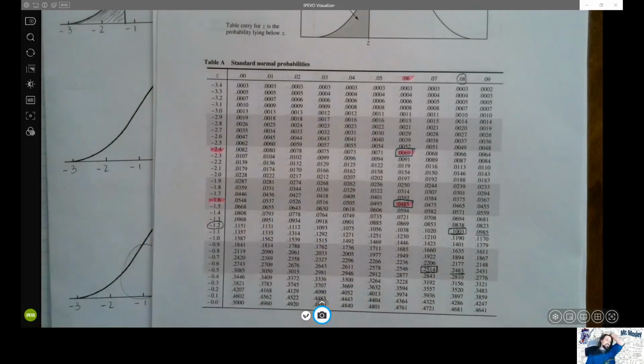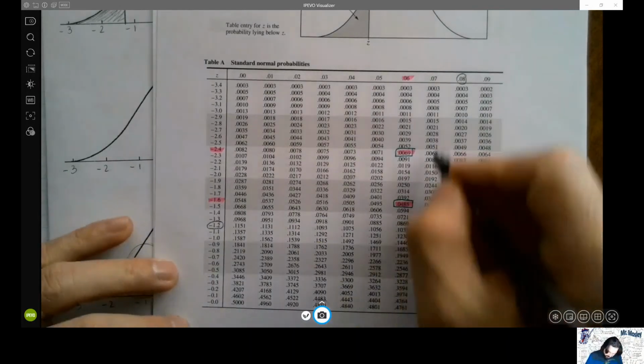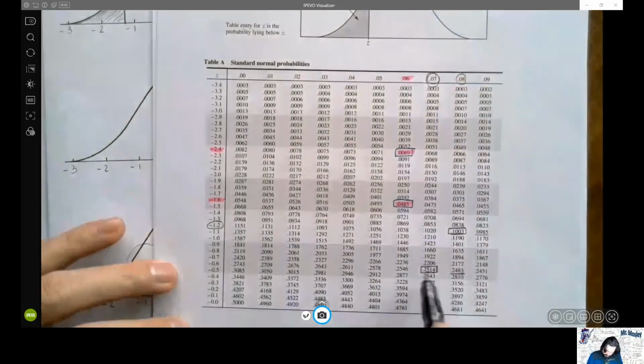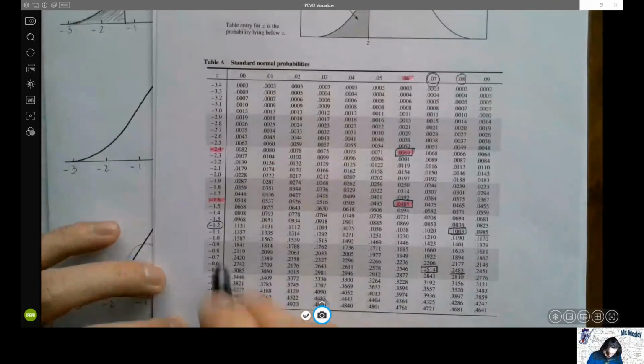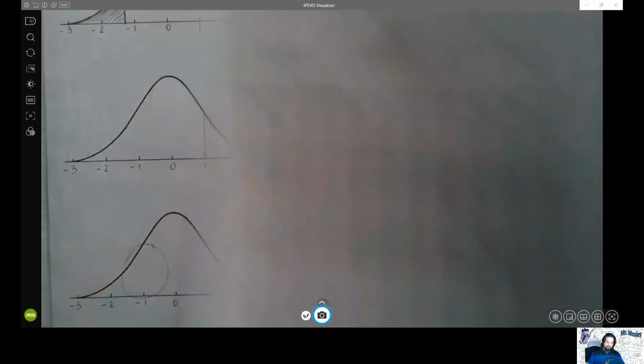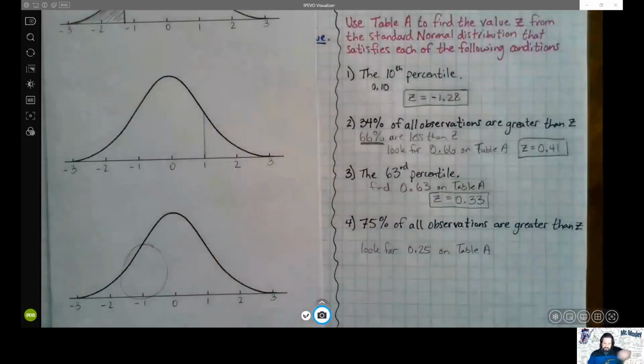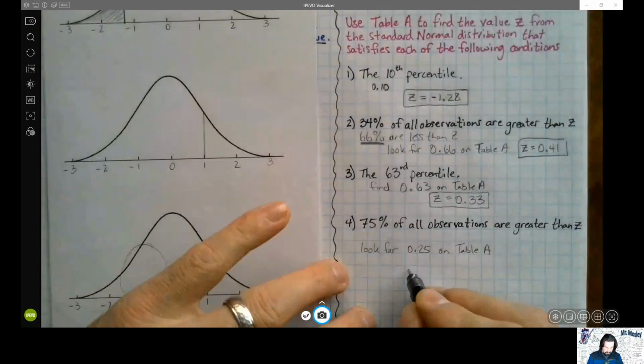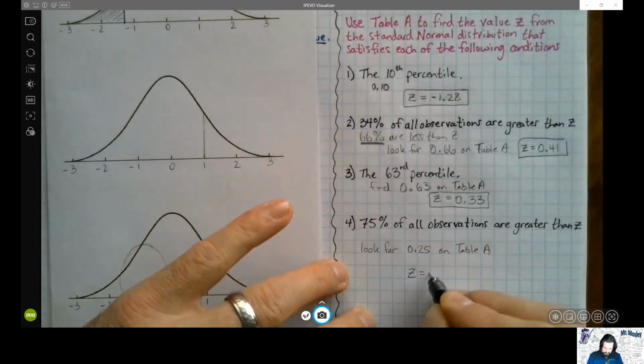So again, we'll use the one that is closest to the value we're looking for, which is 0.25. So this one, when we follow it back up, we get 0.07 plus, to the left here, negative 0.6, which gives us a score of negative 0.67. So we get z is equal to negative 0.67.